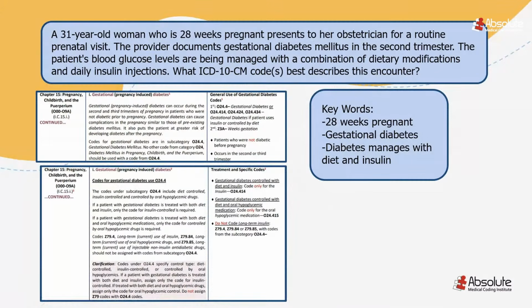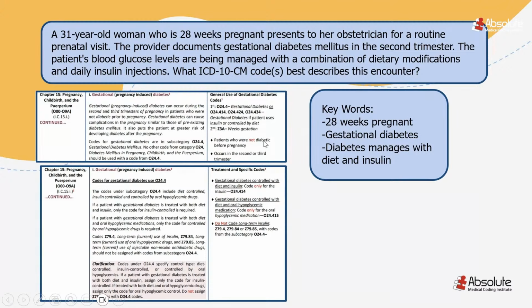So you can see right here that our first suggestion is going to be a code from the category O24.4, which is going to be that gestational diabetes code or selection of codes. It even gives you a little options. So that is going to be our first code.